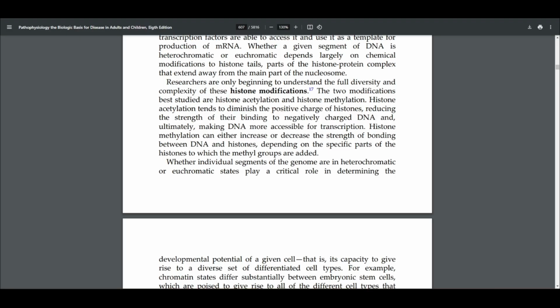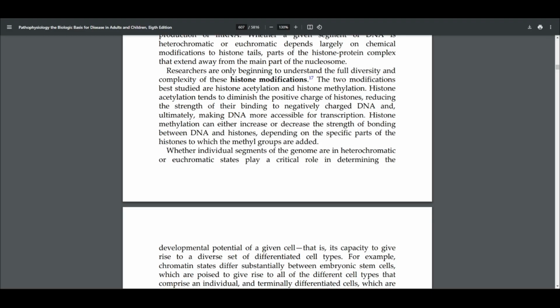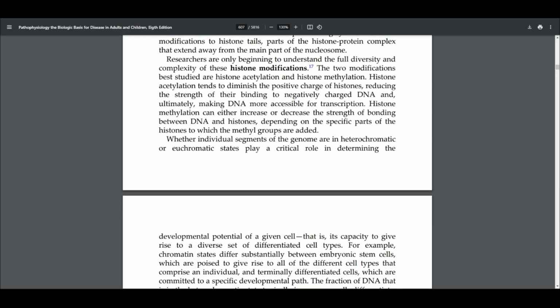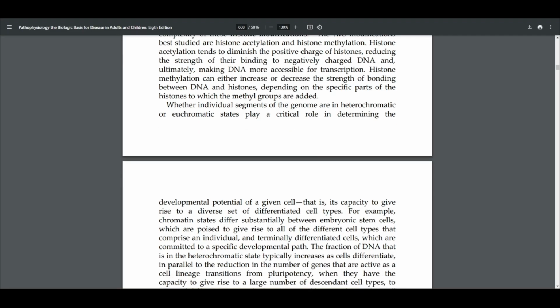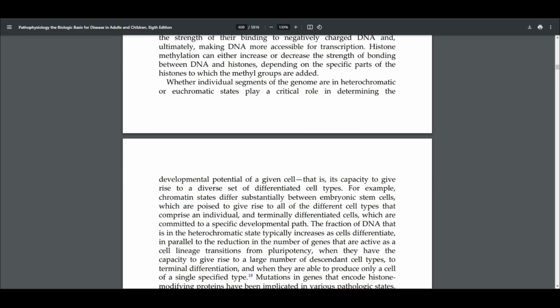Histone acetylation tends to diminish the positive charge of histones, reducing the strength of their binding to negatively charged DNA, and ultimately making DNA more accessible for transcription. Histone methylation can either increase or decrease the strength of bonding between DNA and histones, depending on the specific parts of the histone to which the methyl groups are added.